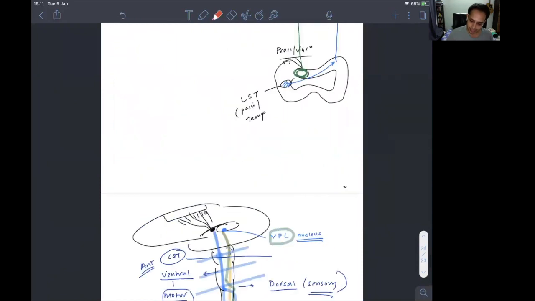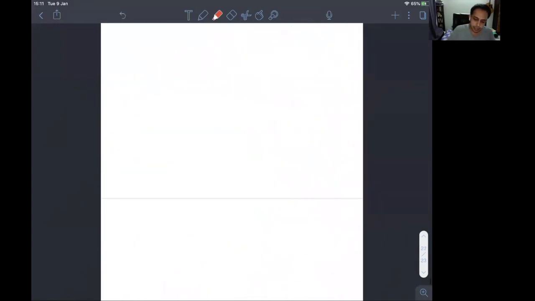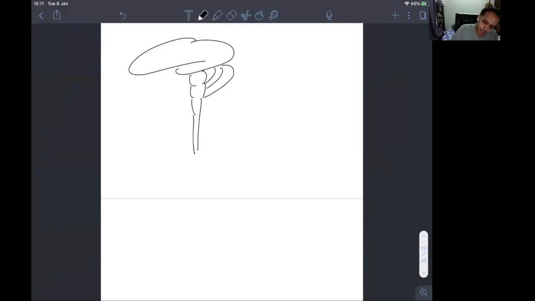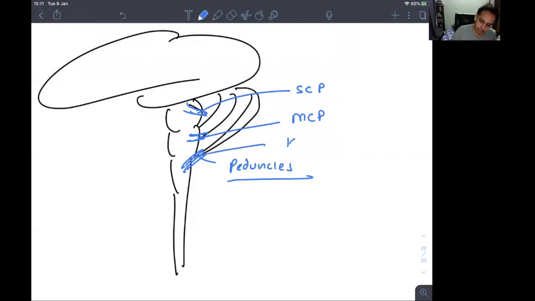Now, what else is there in the brainstem? You have your cerebellar connections. So regarding your cerebellar connection, I just want to give you a brief idea that your cerebellum is arranged posterior to the brainstem, and all the connections of the cerebellum will enter in and exit out through these three gates known as peduncles. So you have a superior cerebellar peduncle, a middle cerebellar peduncle, and an inferior cerebellar peduncle.